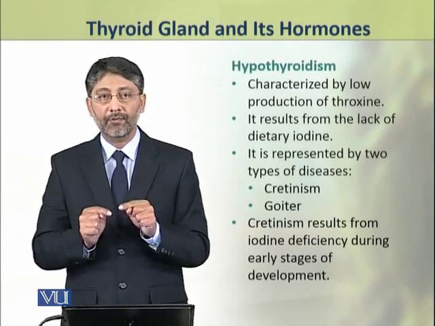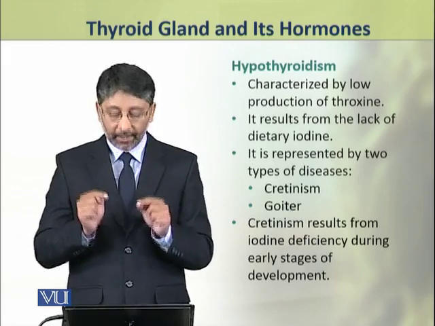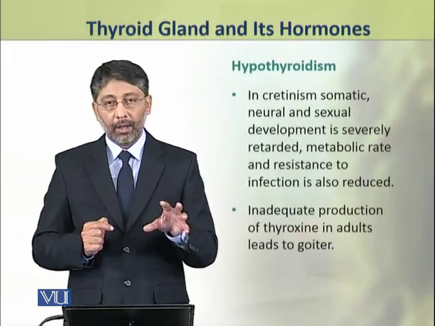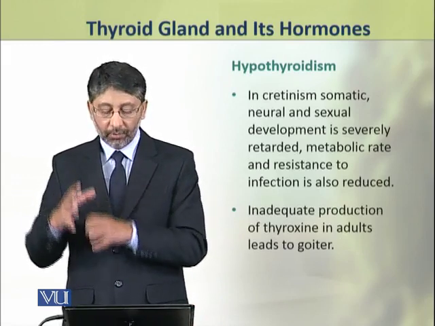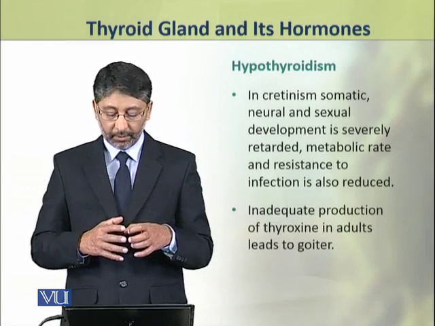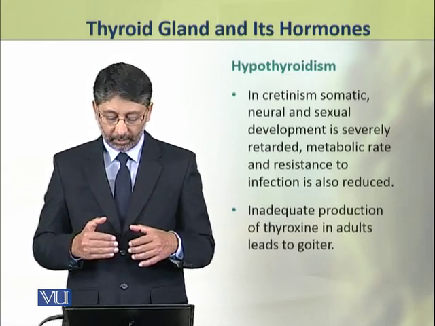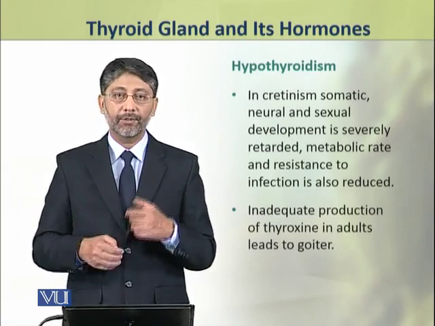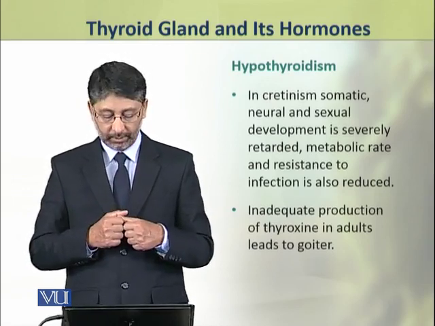Cretinism results from iodine deficiency in early stages of development. In cretinism, the somatic, neural and sexual development of a person is severely affected. Moreover, metabolic rate is reduced and resistance to disease is also reduced.